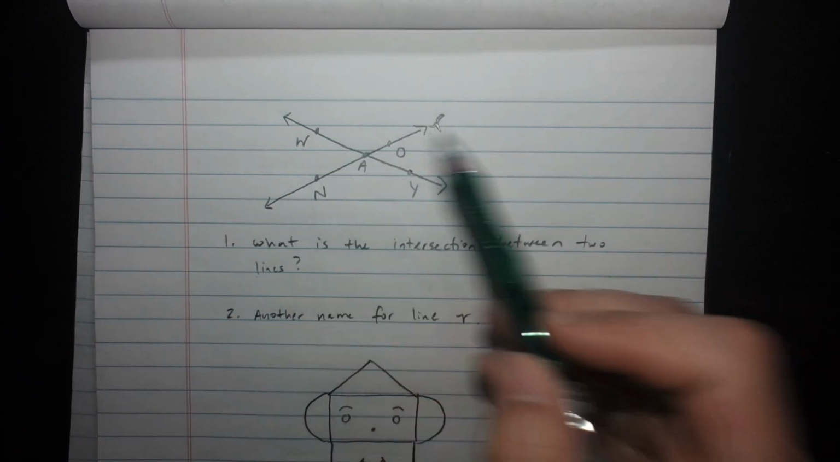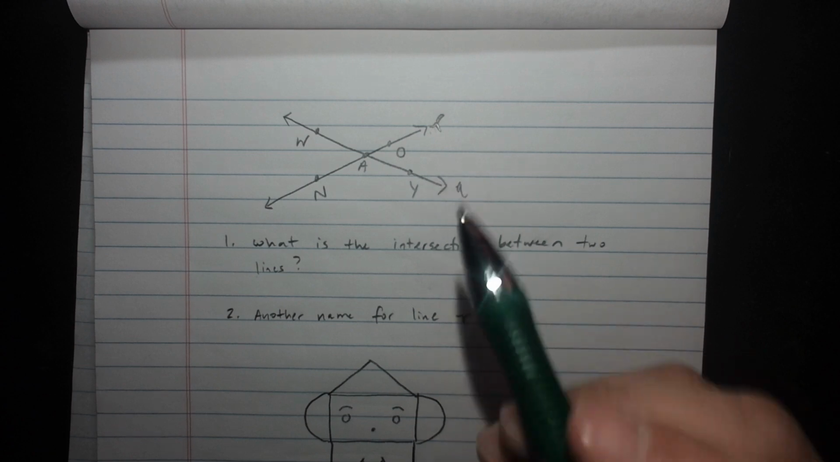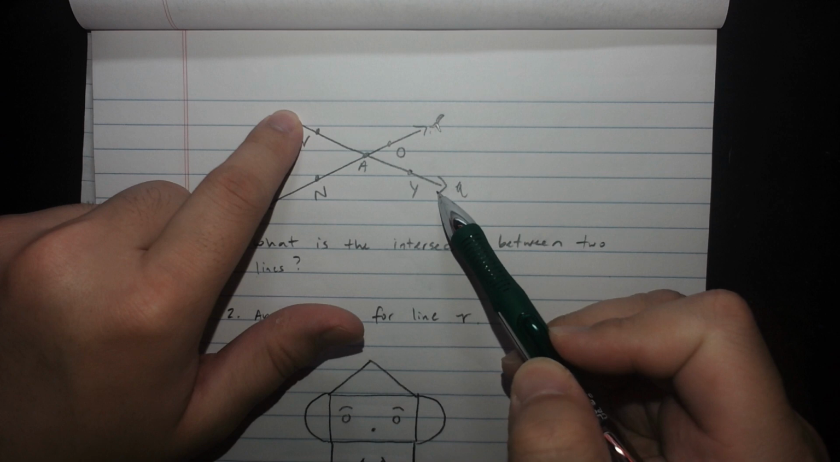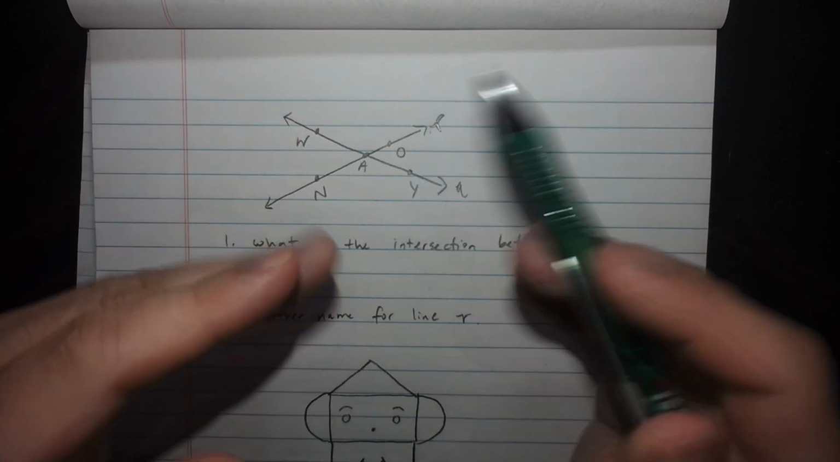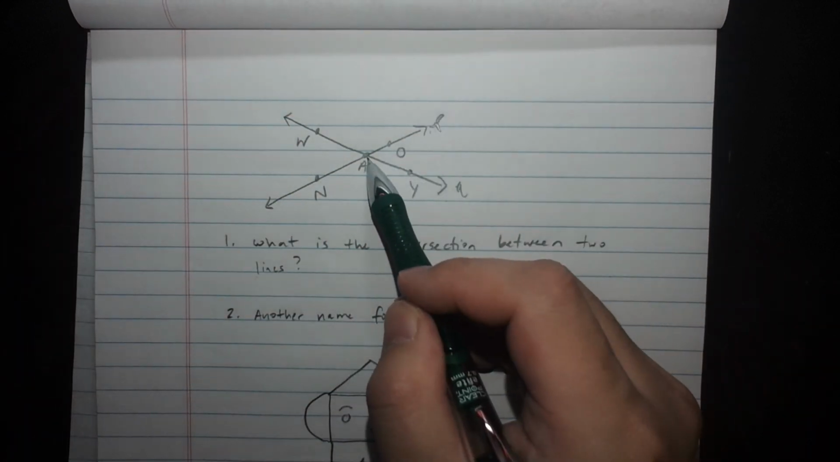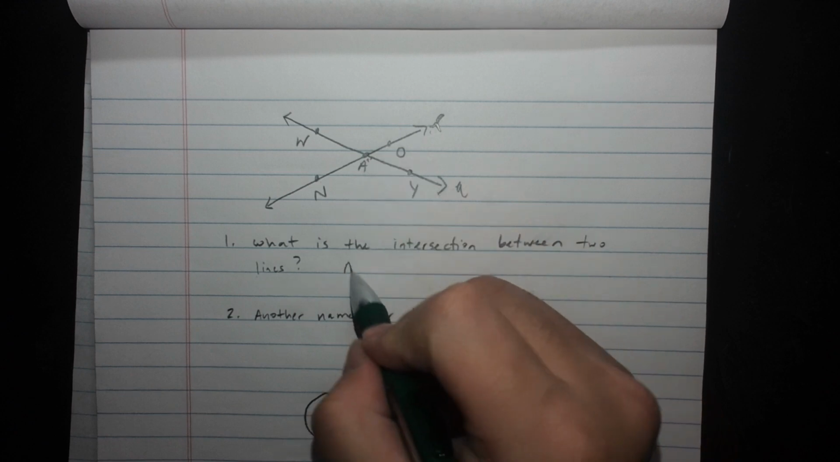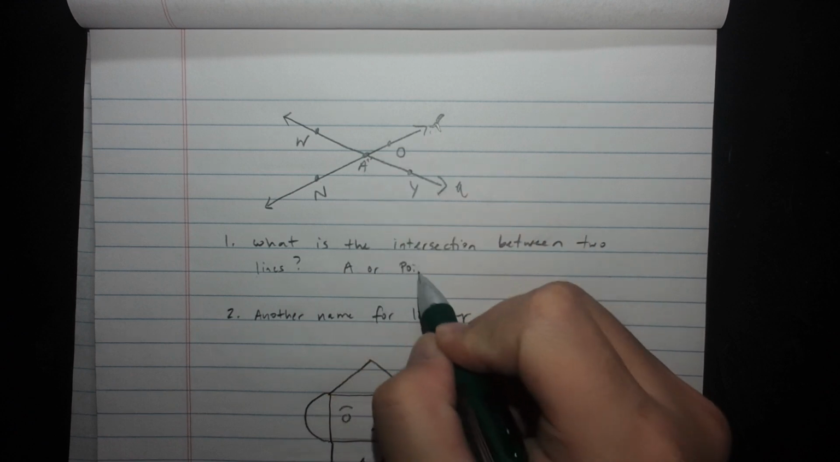Okay, so intersection means where the 2 objects meet. So if I have this line here and I have that line there, they're going to cross or meet at this particular point. They only intersect once, and they intersect at A or point A. That's where they meet.